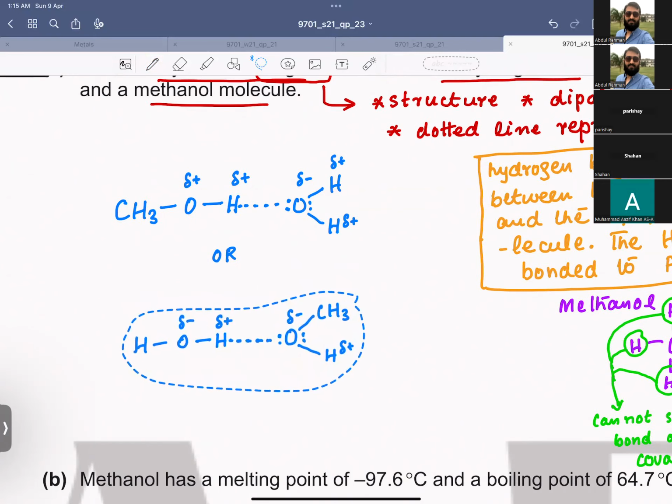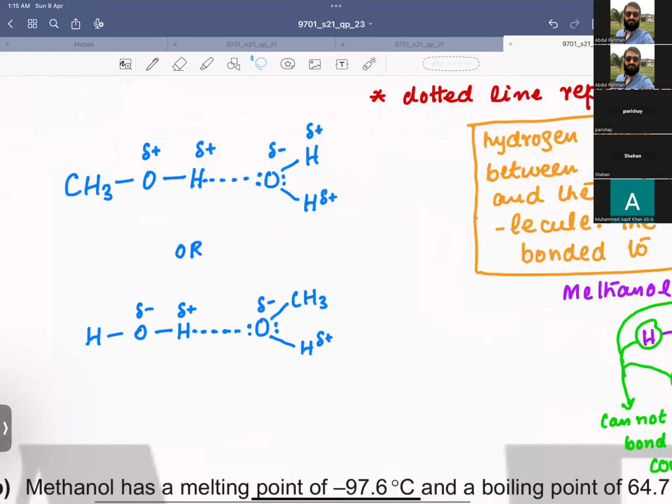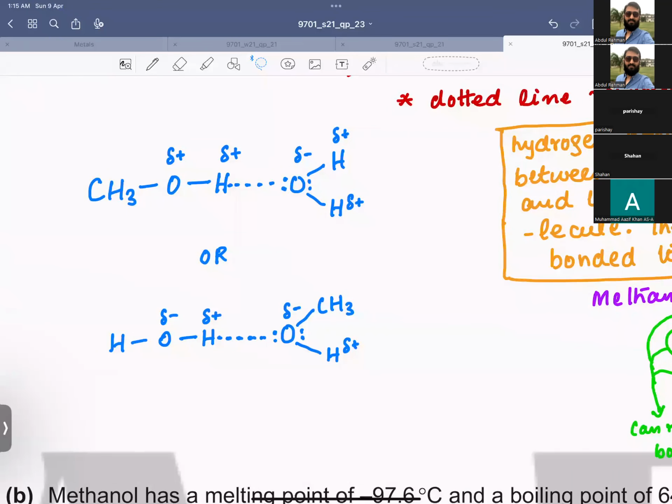So I have shown you the hydrogen bonding in 2 ways. The first one where the hydrogen bond is between the hydrogen of a methanol and the oxygen of a water. And in the second diagram, the hydrogen bond is between the hydrogen of a water and the oxygen of methanol. You can draw any one of the diagrams and you will be getting 3 marks, because you have drawn the complete structure, you have drawn the dipoles, you have drawn the lone pair, and you have drawn the dotted line to represent the hydrogen bonding.